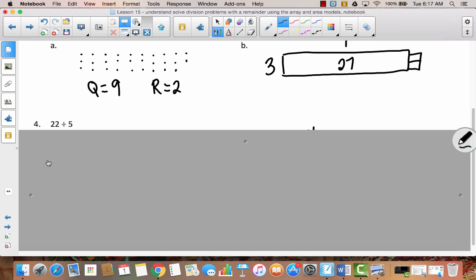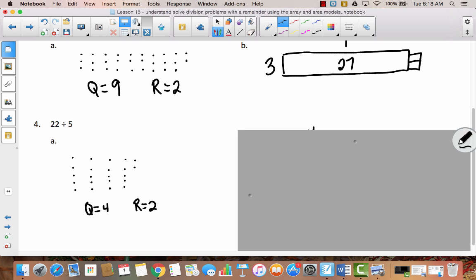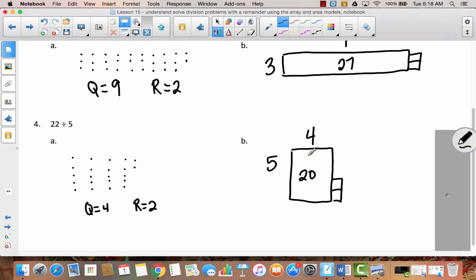So we had 22 divided by 5. So that meant that I had to make groups of 5. So I had 5, 10, 15, 20, and that was the last group of 5 I could make, so I had 2 left over. So I had 1, 2, 3, 4 groups of 5, so my quotient is 4 with the remainder of 2. Then I had to draw my area model. So I drew it with a width of 5 and a length of 4, and that made 20, so I had to draw 2 more rectangles to show my remainder.